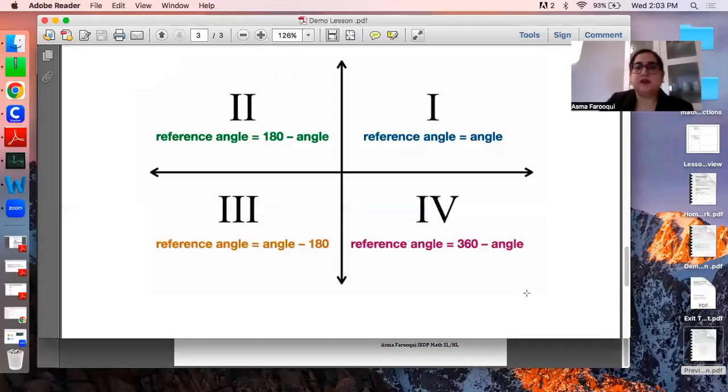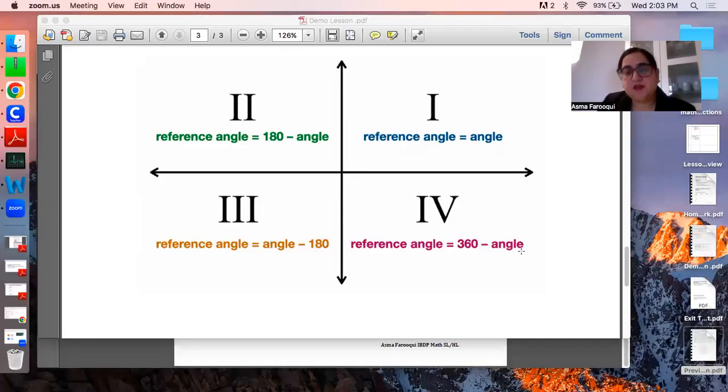Reference angle, how to find out. Now this is a table, a diagram which shows you if it's in the first quadrant, the reference angle is the same as your angle, the acute angle. In the second quadrant, it is 180 degrees minus the angle. In the third quadrant, it is angle minus 180 degrees. And in the fourth quadrant, again, it is 360 degrees minus the angle. Keeping this in mind, we will look at the questions here.